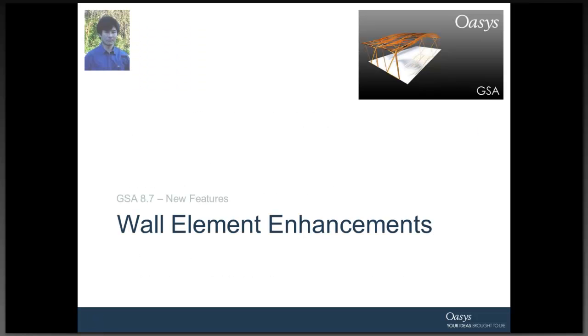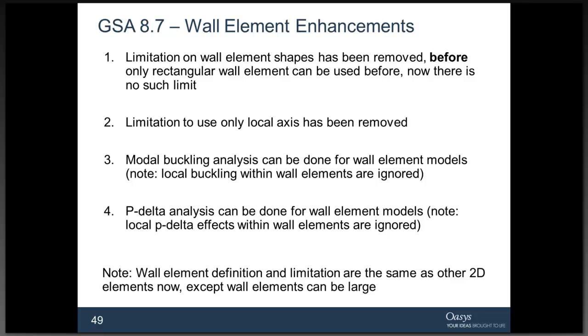The next new feature is wall element enhancement. I said enhancement, you probably guessed. Wall element was already in GSA, in previous versions of GSA, but with some limitations on use. So in this version, we have removed some of the limitations and enabled some of the analysis. You can see on the list. Before, a wall element had to be rectangular. So no other shape was available before this version of GSA. Now this limitation has been removed.